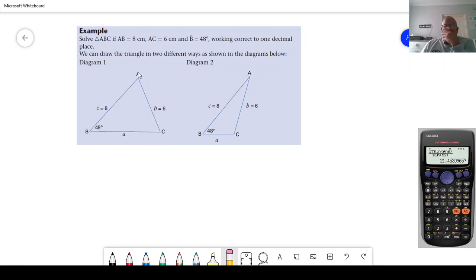We can draw a triangle in two different ways as shown in the diagram below. So here we can have a triangle looking like that, with the acute angle as angle C, or we can have an obtuse angle at angle C. Can you see that? So it's the acute angle or the obtuse angle. Both would be correct, unless they specify that the angles are all acute, or that it's an obtuse-angled triangle.